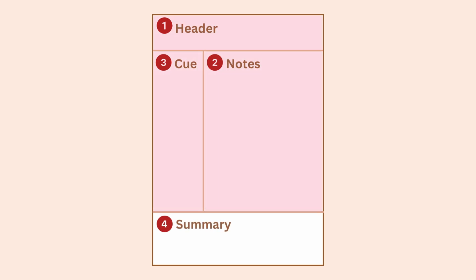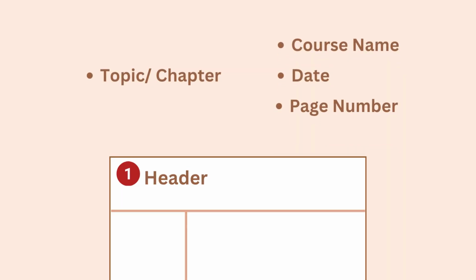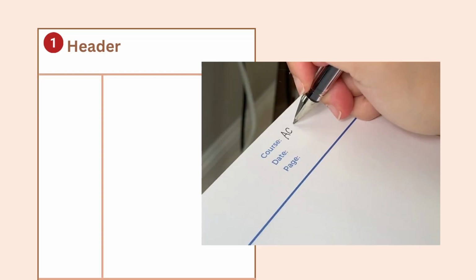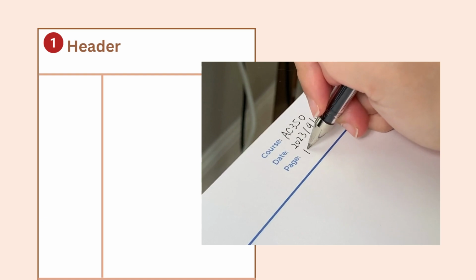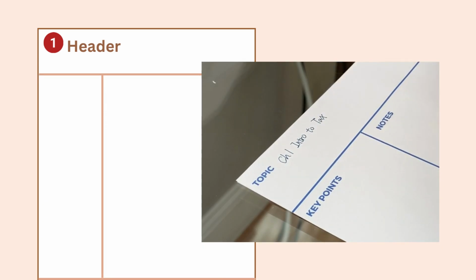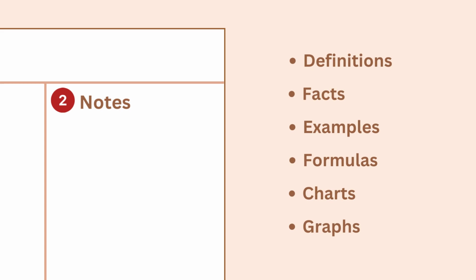Section 1, 2, 3 are used during the class, and sections 3 and 4 are used after class. Yes, section 3 can be used both in class and after class. Section 1 is where you keep basic information such as the course name, the date of the lecture, the page number, and the chapter title. Section 2 is where you write down the detailed notes, such as definitions, facts, examples, formulas, charts, and graphs, etc.